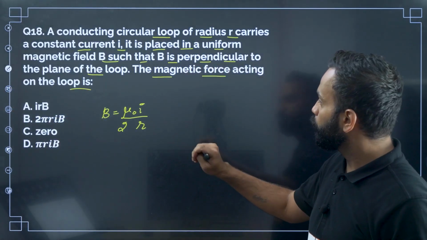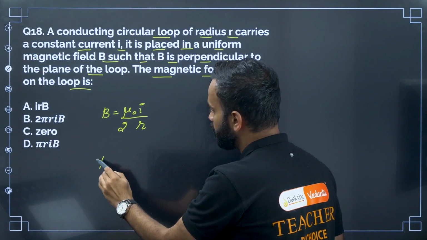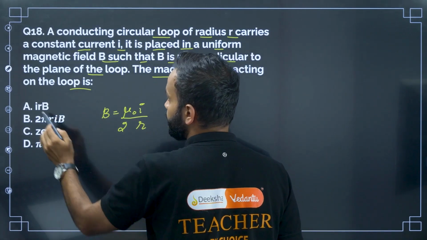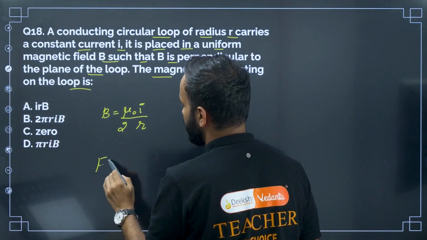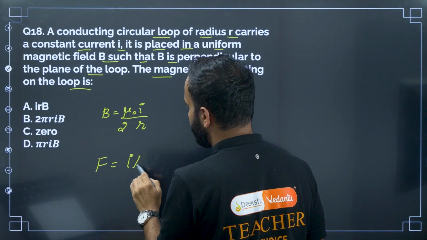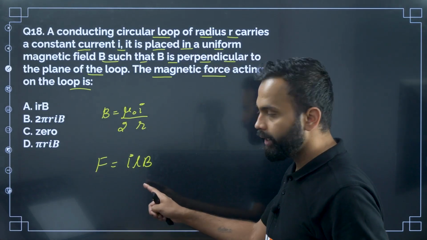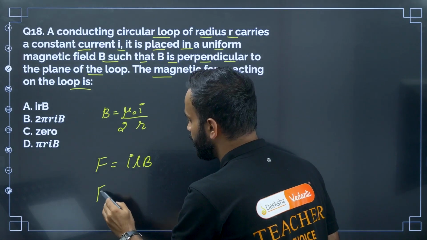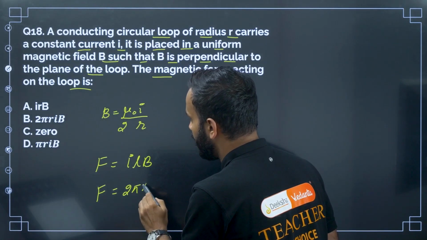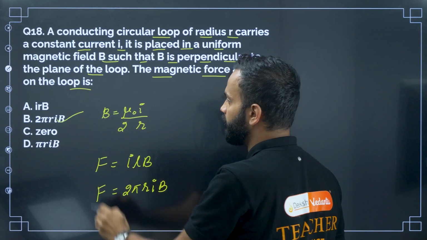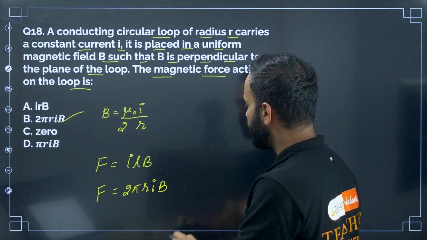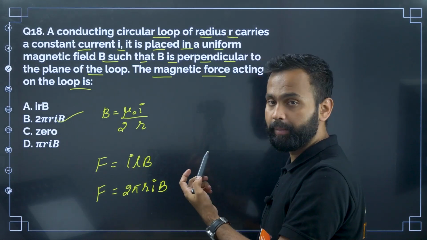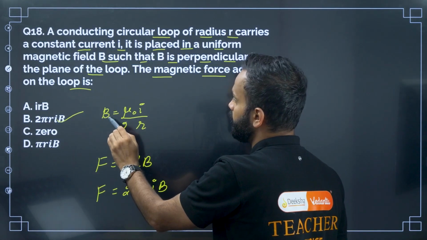We need to find the magnetic force acting on the loop, F equal to I into L into B. L is the length of the wire, that is the circumference of the loop. So 2 pi R I into B. So the correct option is B. Here B is the external magnetic field. So this is BC.